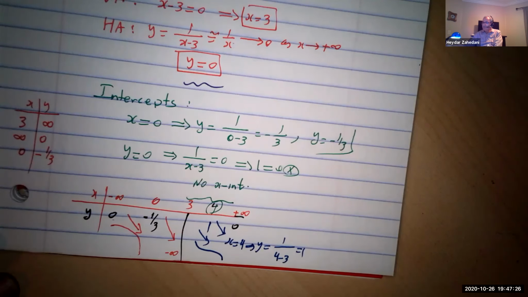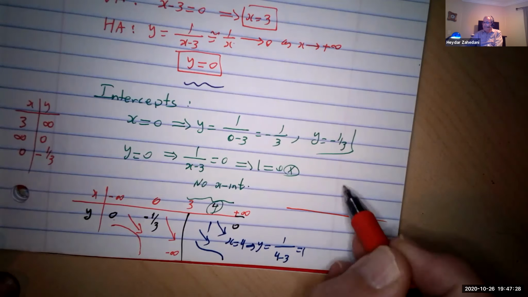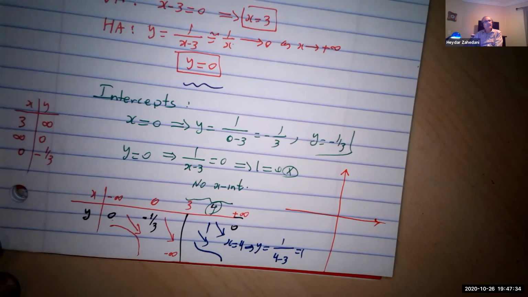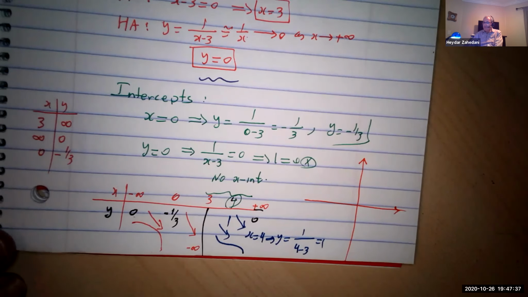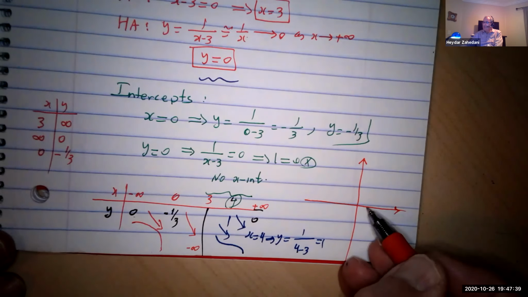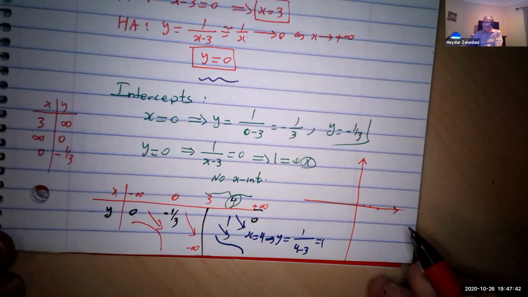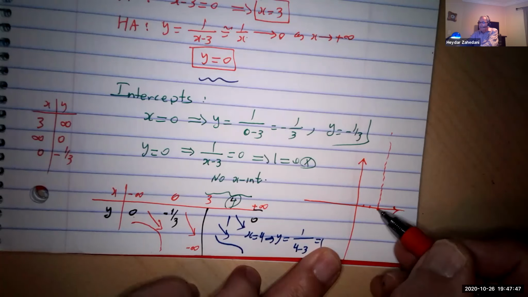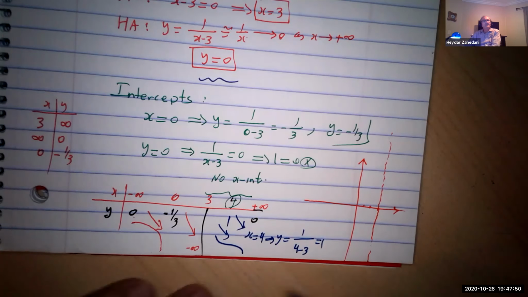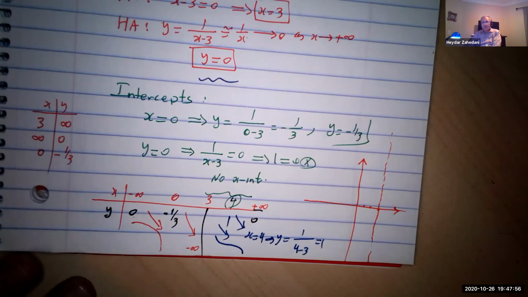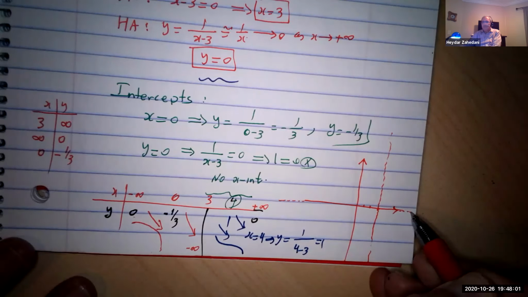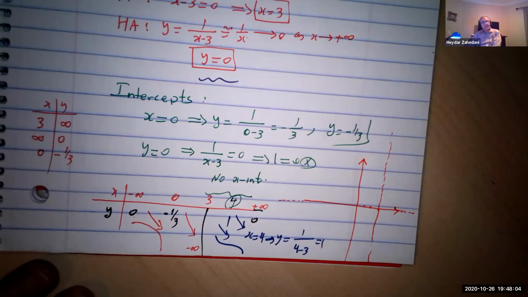So let's graph it here. That's it. Asymptote. You have x equal to 3. X equal to 3. 1, 2, 3. So that should give us the vertical asymptote. That's a vertical asymptote. Then the other one is just y equal to 0. Y equal to 0 is just the x-axis. So that would be your asymptote. Any question?